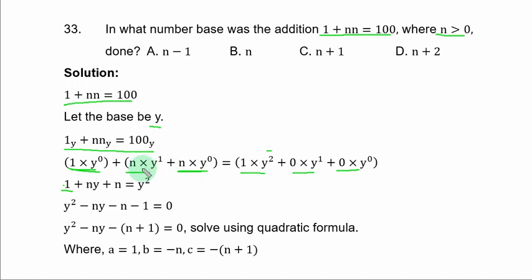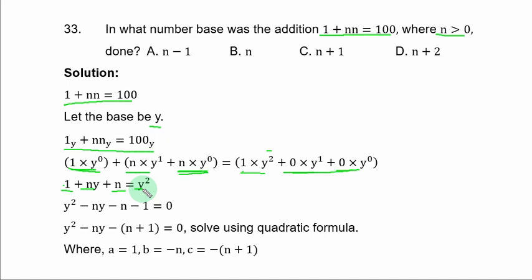Now let's come here first. Y power 1 is y. Y times n, you have ny. Then y power 0 is 1. 1 times n, you have n. This term becomes 0. You have y squared times 1. That is y squared. All we have there now is quadratic.